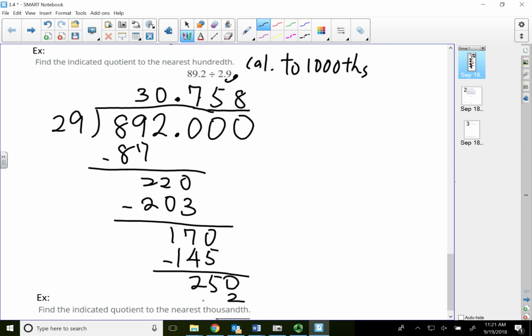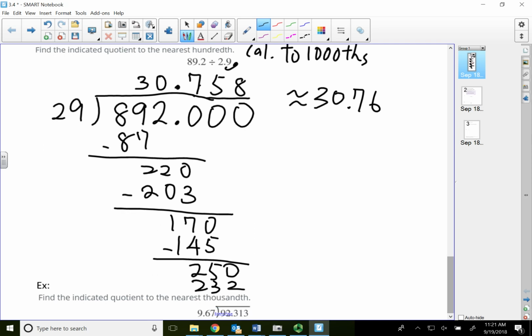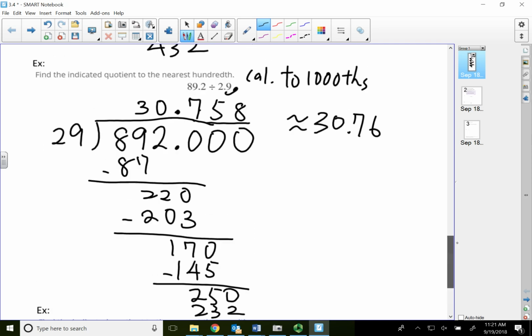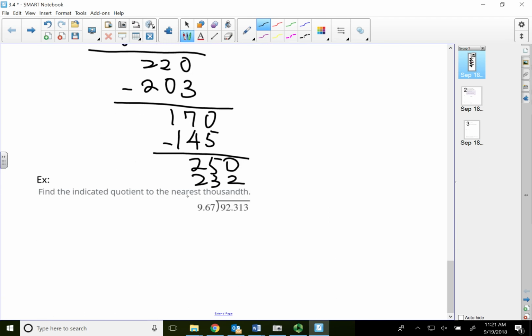16 plus 7 is 23. So that subtract will be less than 29. So my thousandth place is an 8. So that will make my hundredth place, 5, go up. So my answer is about 30.76.